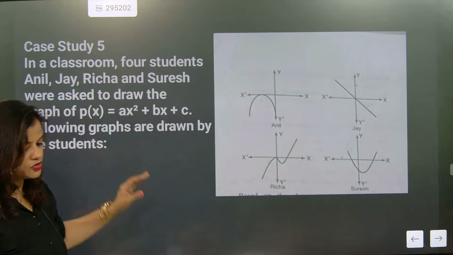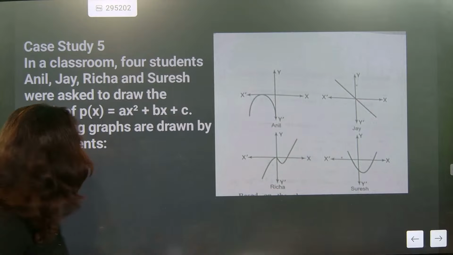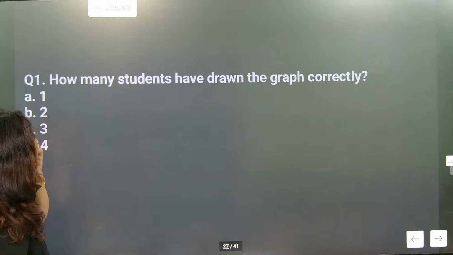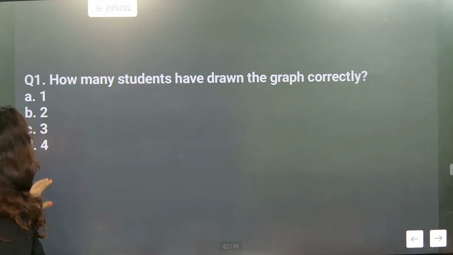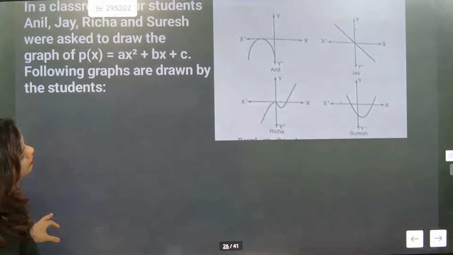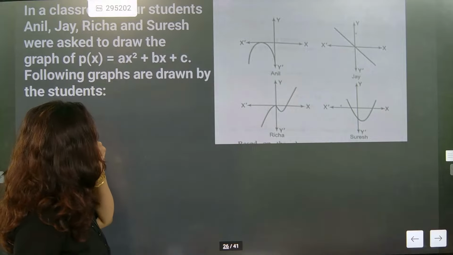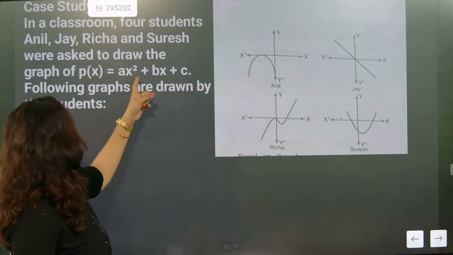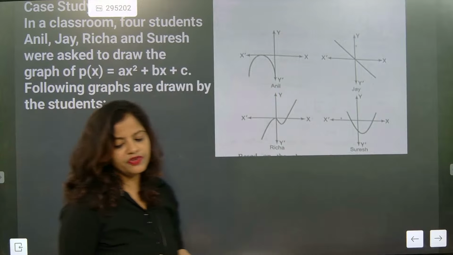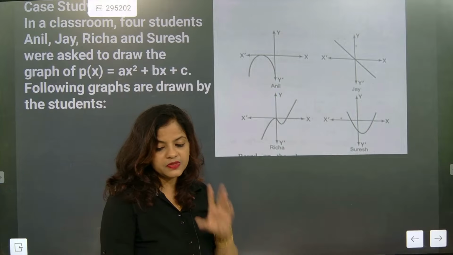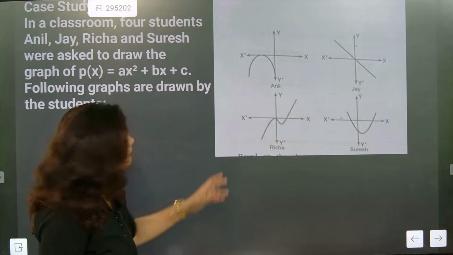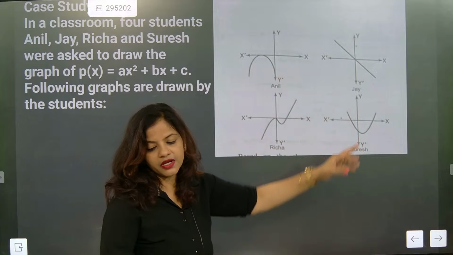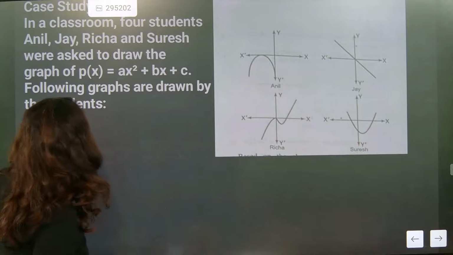So four people have drawn different types of graphs here. Now we are going to talk about this section. How many students have drawn the graph correctly? Let's see how many parabolic graphs there are. ax square plus bx plus c definitely means parabolic graphs. Two parabolic graphs are there, this one and this one. So these two graphs are correct, and two students have drawn it correctly.